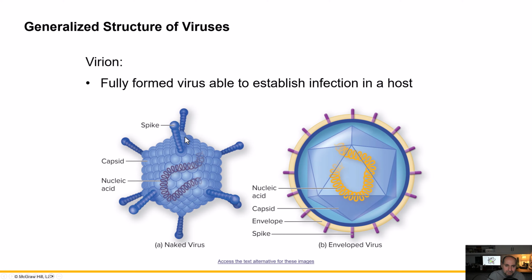Isn't that interesting? And again, regardless of naked viruses on the left or enveloped viruses on the right, you have spike proteins on the surface of the cell. These spike proteins are necessary for infection. These spike proteins attach to host cell receptors in a specific way. Without these spike proteins, the virus wouldn't be able to attach to a host cell, and therefore it would not be able to infect a host cell.